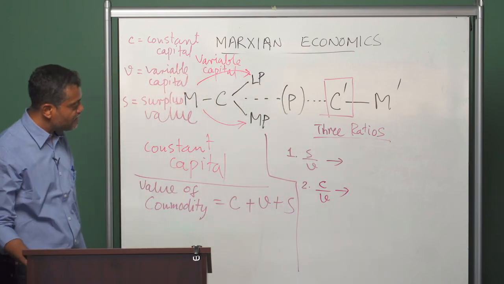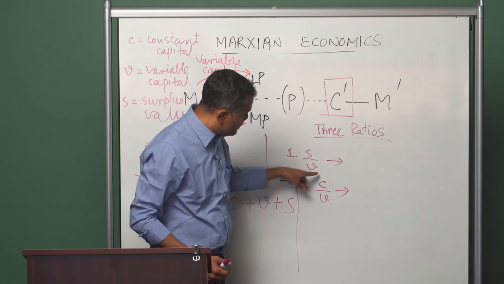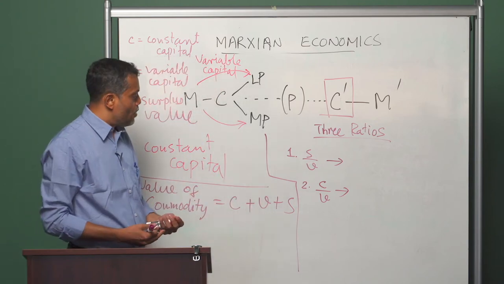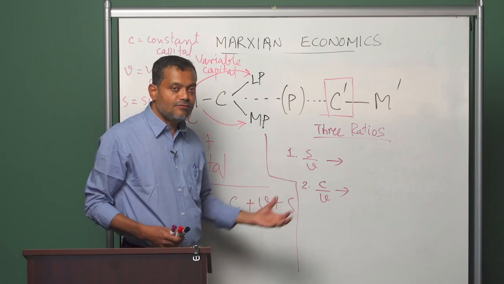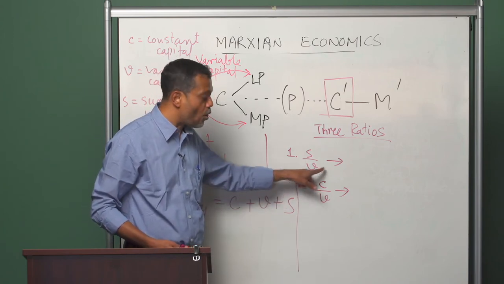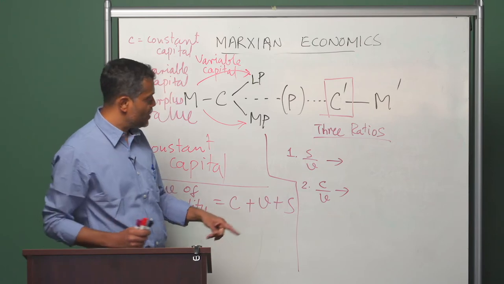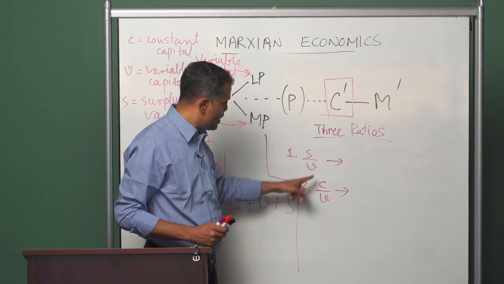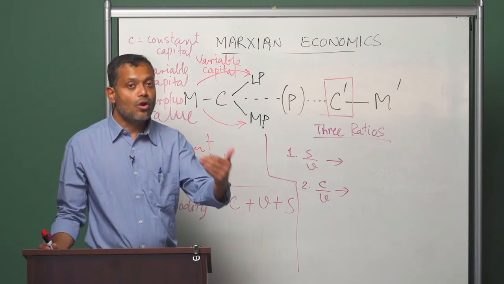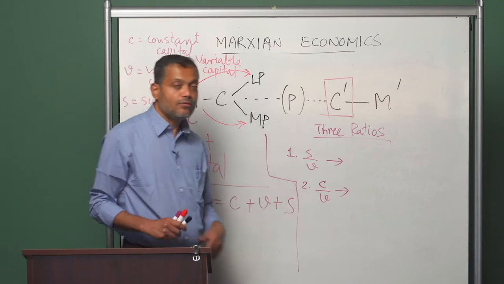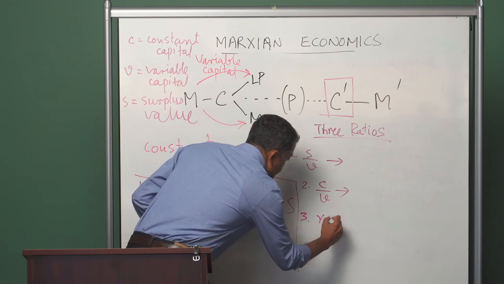The second ratio is the ratio of C and V, that is constant capital and variable capital. What does this suggest, or what does this measure? This is known as the organic composition of capital. This measures the technology or the capital intensity of the production process. Why? Because C represents the value of means of production, that is all the non-labor inputs into production. V represents the amount of money used to purchase labor power, so that's the labor input. The ratio of the two gives us the capital intensity of production, meaning how much non-labor inputs are used per unit of labor power.